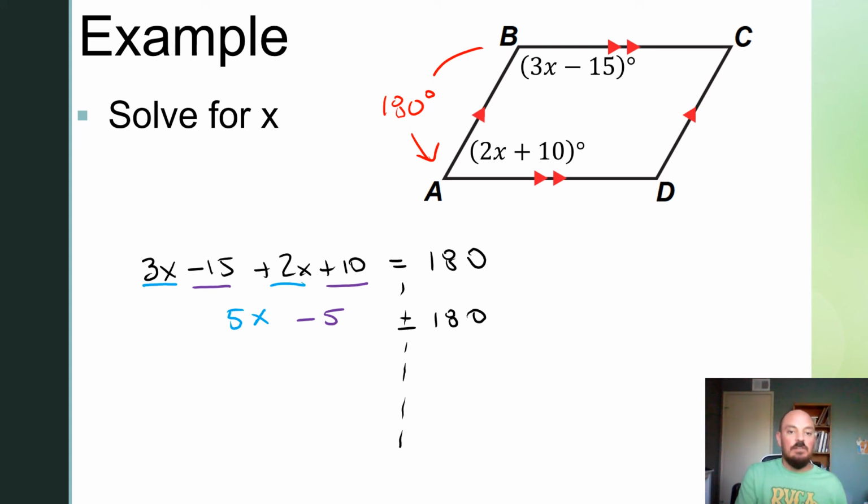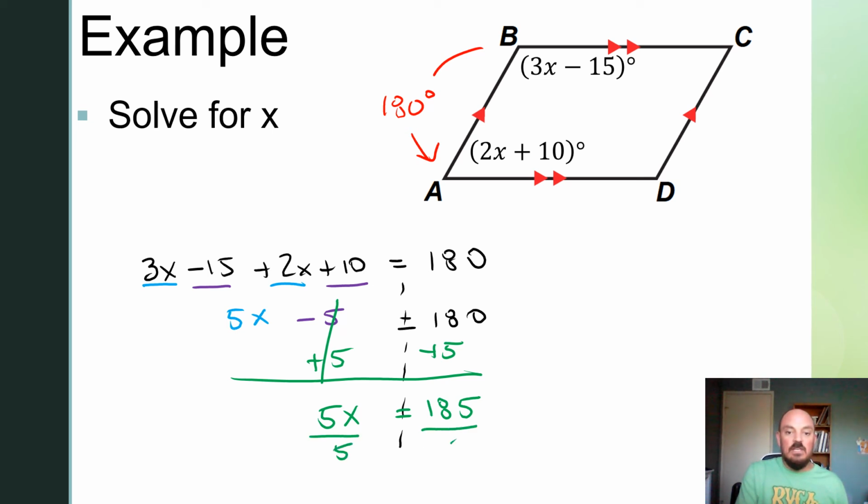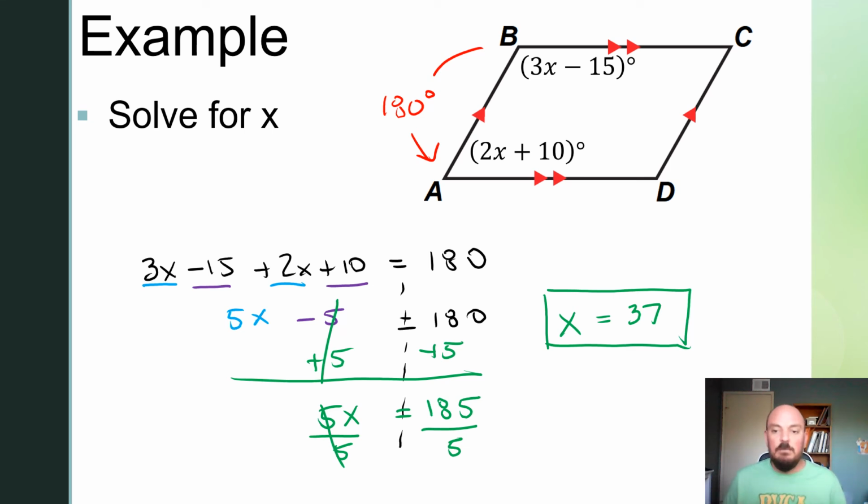So I will cancel out the 5 next. I'm going to add 5 to both sides. And I get 5x equals 185. We'll divide both sides by 5 to cancel out the 5 in front of the x. And that'll be our final answer. It's going to be 37. So x equals 37, and I went ahead and boxed it up.